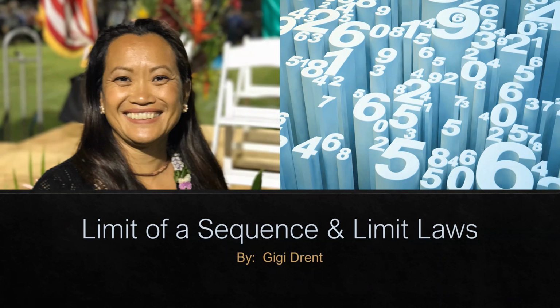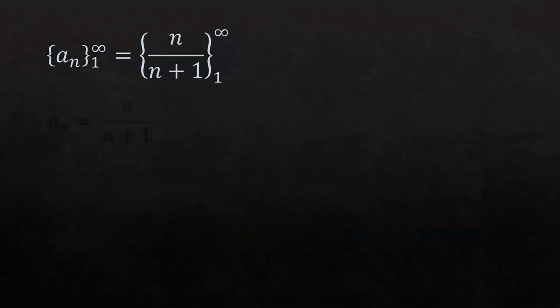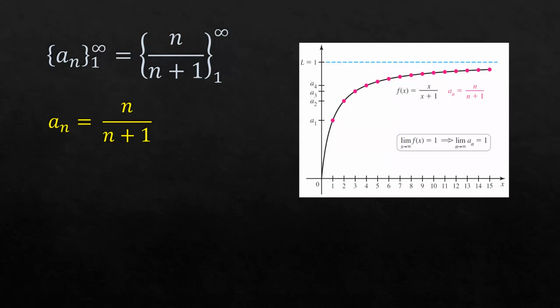In this video, we will be talking about limit of sequences and limit laws. Okay. We're going to start with the sequence here, the sequence of a_n going from 1 to infinity. And the equation for that is a_n equals n over n plus 1, right? So if you look at the equation here, it looks kind of like a function, right?